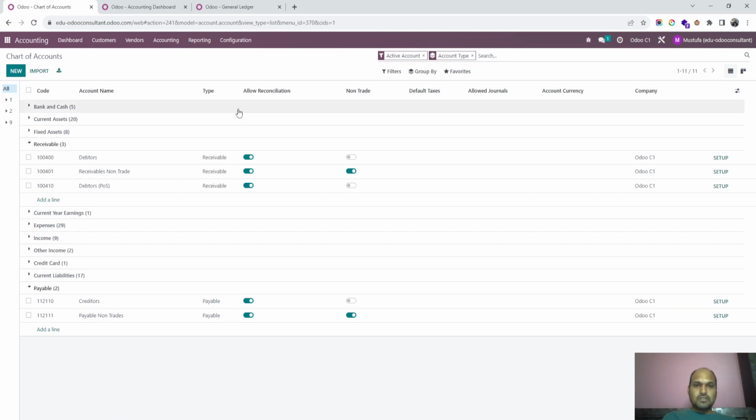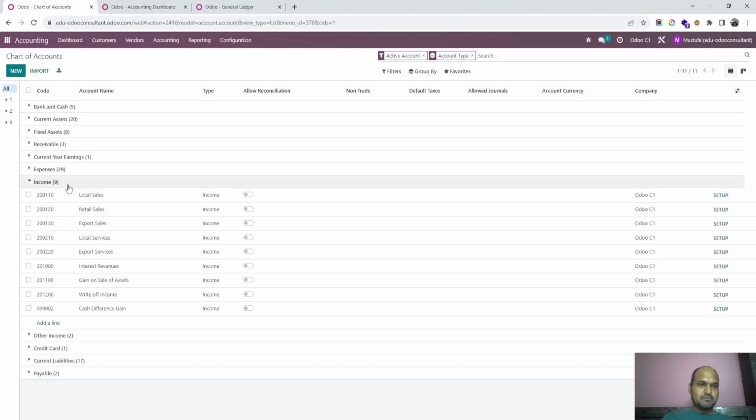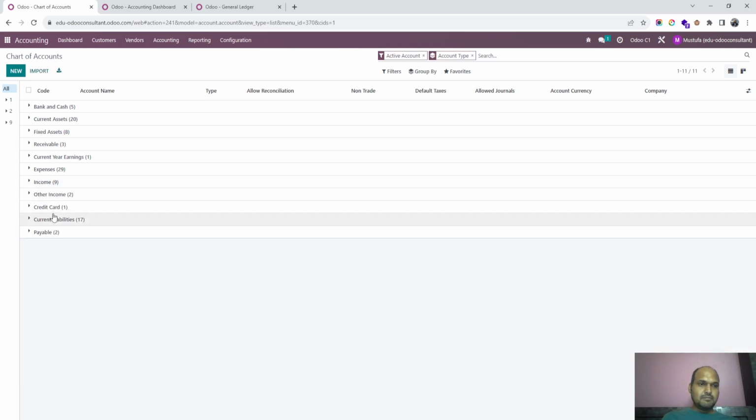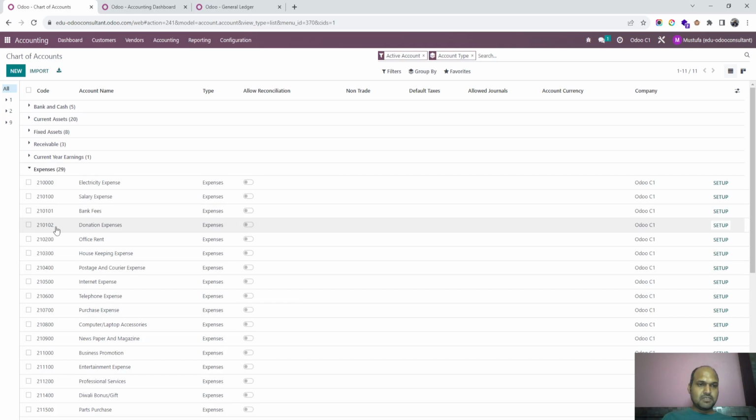So Odoo gives an option of defining non-trade accounts which are receivable or payable. Here I have defined two separate accounts: receivable non-trade under receivable, and payable non-trade under payable, where I have enabled this non-trade option. I have also created two more accounts to define my income. This is my normal income, but my donation will come under the donation income account, which is part of other income. And I have created an expense account separately, the donation expense account, under expenses.